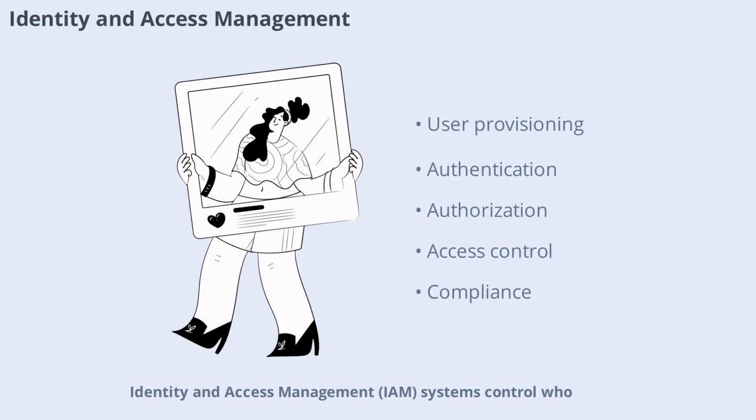Identity and access management (IAM) systems control who can access resources and what actions they can perform. IAM includes user provisioning, authentication, and authorization. Effective IAM reduces the risk of unauthorized access and helps organizations comply with regulations.